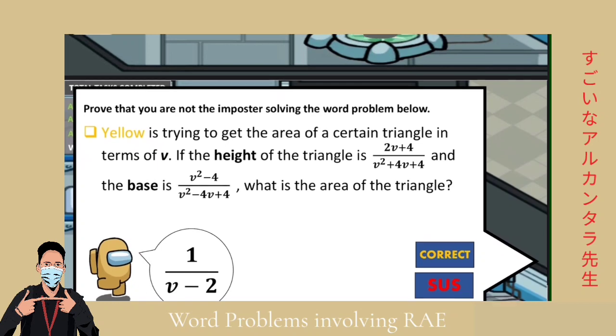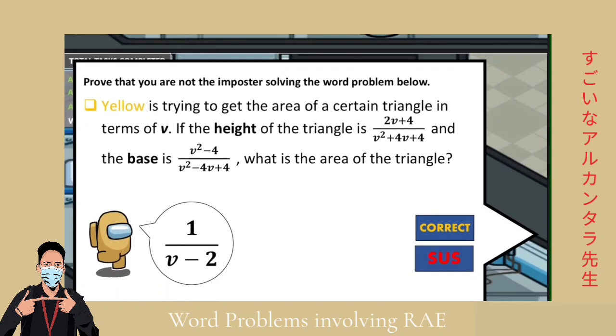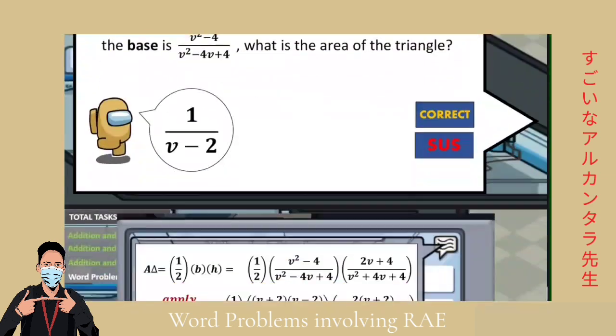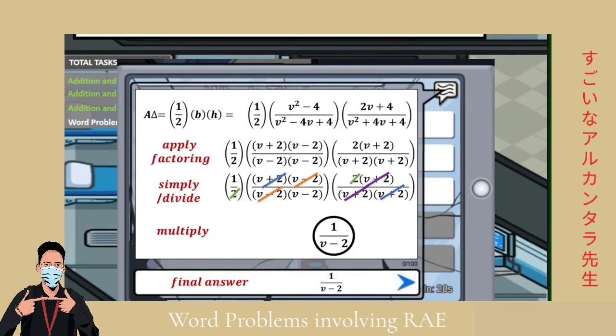So yellow is still dealing with a triangle word problem, and this time around, it's now in terms of v. So therefore, the variable is letter v. So if the height is 2v plus 4 all over v squared plus 4v plus 4, and the base is v squared minus 4 all over v squared minus 4v plus 4, what is the area of the triangle? Again, no need to panic. Simply substitute it to the formula. So the formula for the area of a triangle is 1/2 base times height. So your base is v squared minus 4 all over v squared minus 4v plus 4, and goes with the height also, the one that was given.